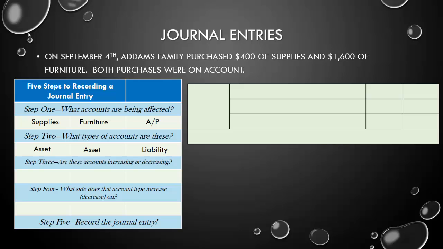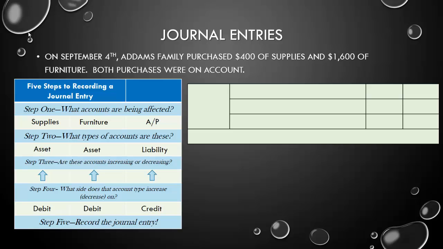Are they increasing or decreasing? Well, we're going to have more supplies after the purchase. We're going to have more furniture after the purchase. And unfortunately, we're going to owe more money. So all 3 are increasing. What side do these account types increase or decrease on? Well, supplies and furniture are both assets, and we know that assets go up on the debit side, so they're both going to be debited. Accounts payable is a liability. It's going up, and we know that liabilities increase on the credit side.